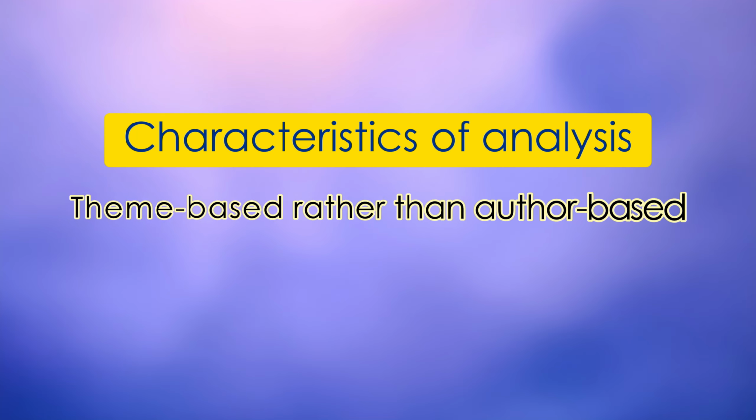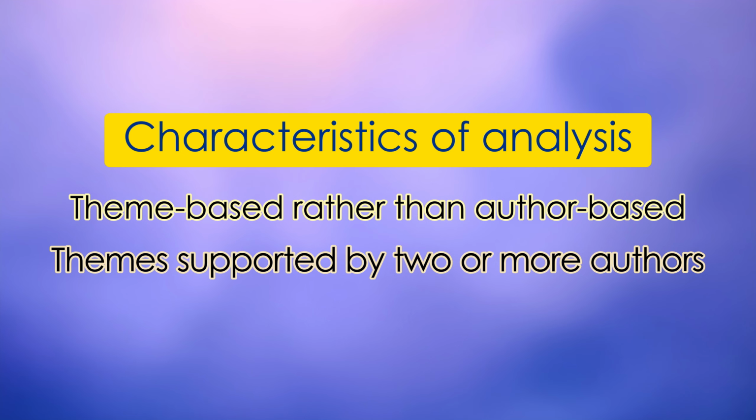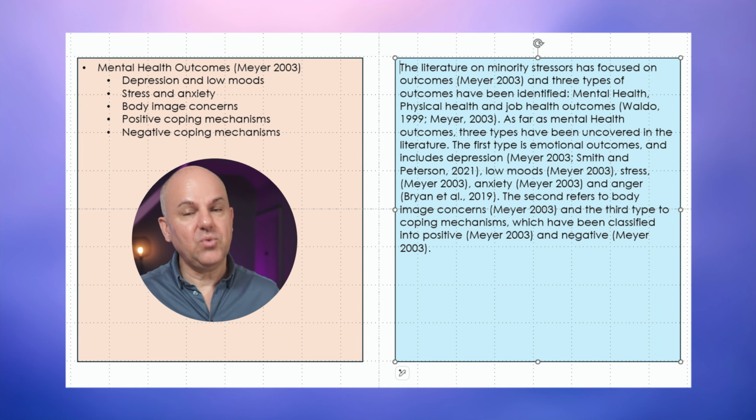As you can see, it took, I don't know, a minute, 2 minutes maximum to turn our bulleted point structure into meaningful text. And this text is of high quality because it meets the criteria of analysis. There are two main characteristics of analytical writing. The first one is that it is theme-based rather than author-based. Author-based is for description. And the second one is that we see some of the themes supported by more than one author, so 2 or more authors. And we have both features of analysis present in our text.